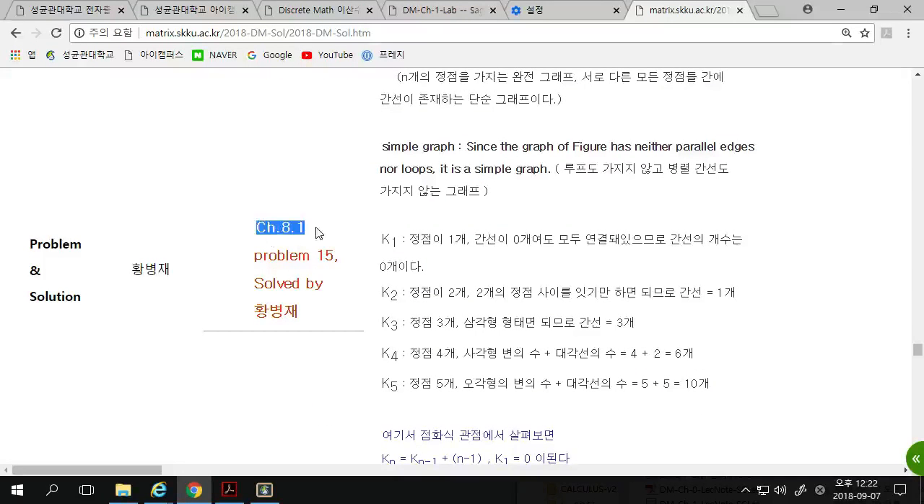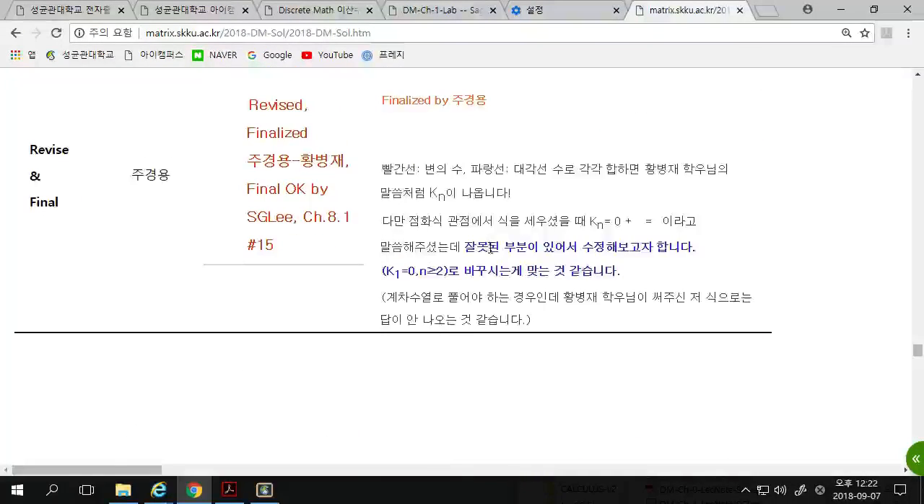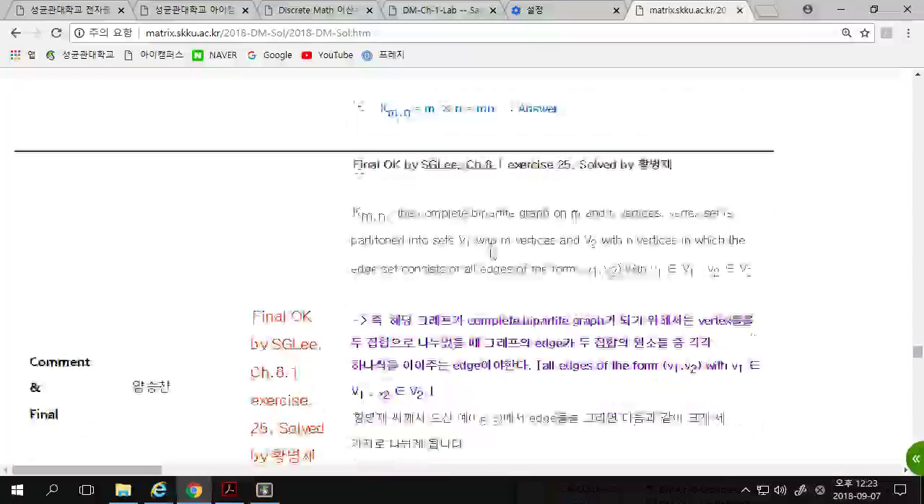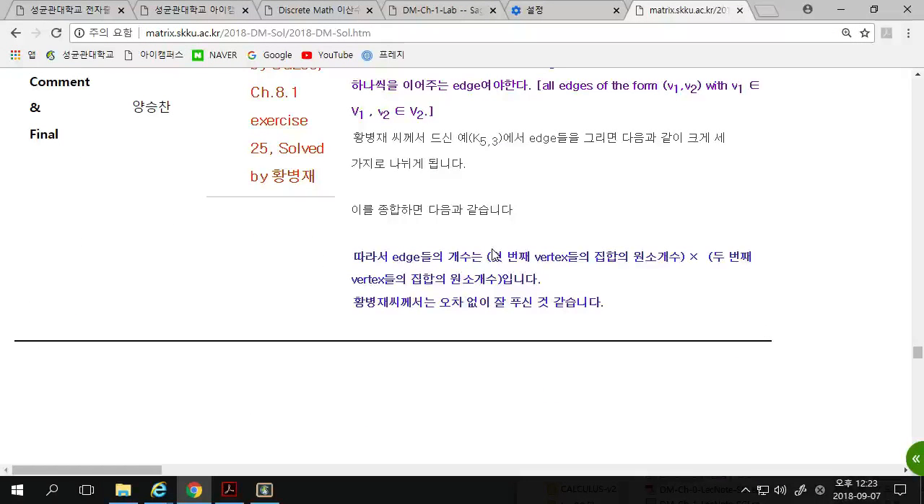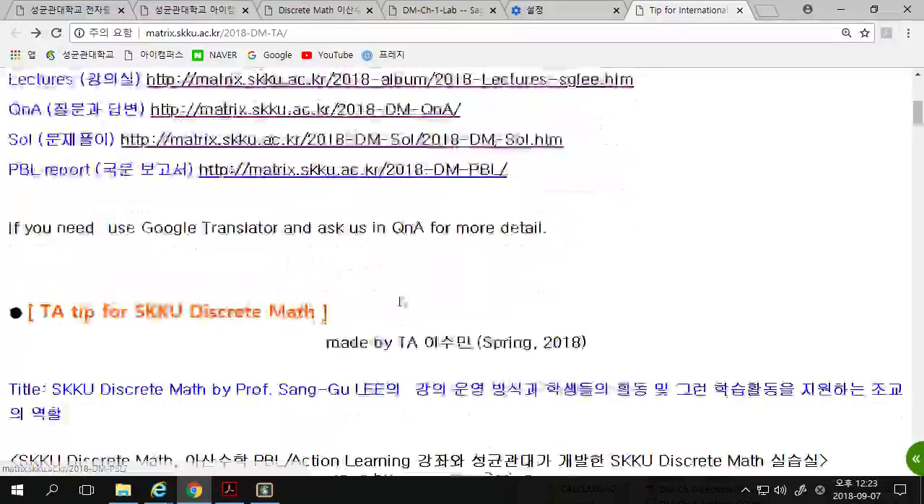For example, in chapter 1, problem 15 was solved by Mr. Huang, and here is the answers. This may be a good resource for you. You can improve these solutions for a better one in this semester. And this is a PBL report in Korean.